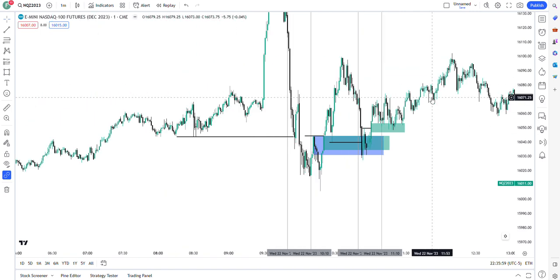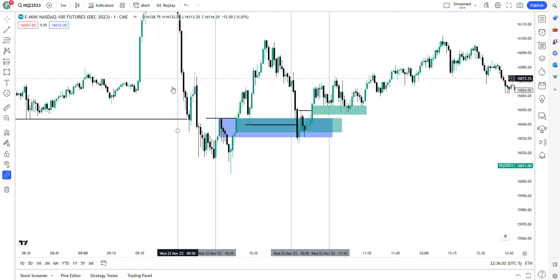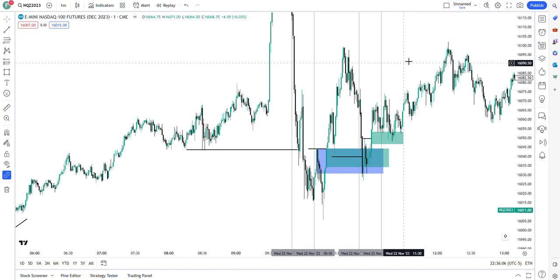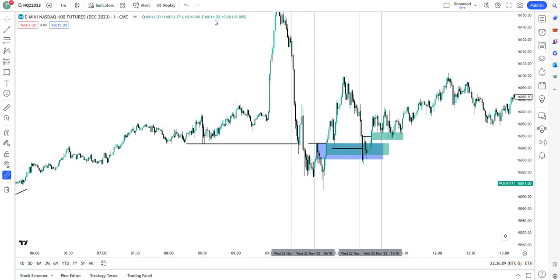You can see how you can use those macros to frame your trades. Maybe you didn't like this macro, which is fine. So you wait for this macro, and then you can still take a long position there. That's completely permissible. But these are your AM session macros.